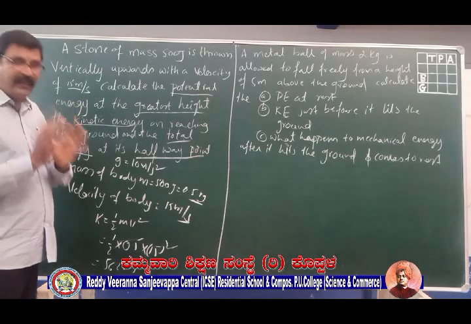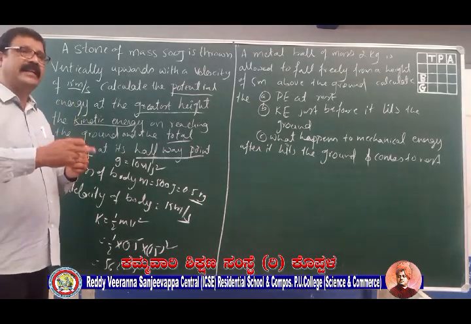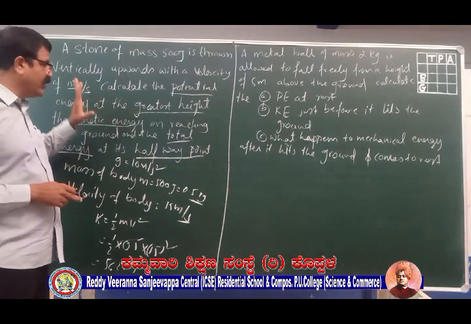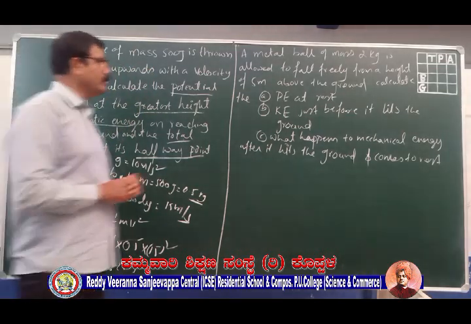So if you calculate one form of energy, that will be the same energy at every point of the path of the body. Okay, so this is the concept you should understand from this problem. Now let us go to the next problem.